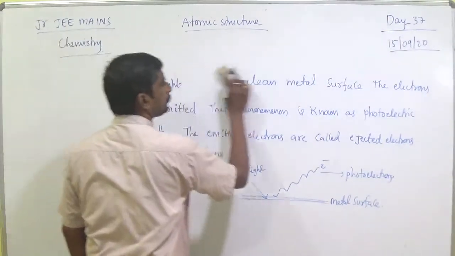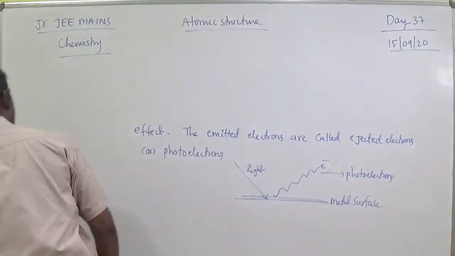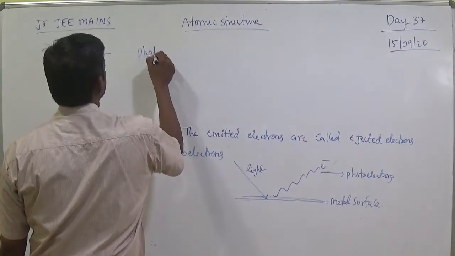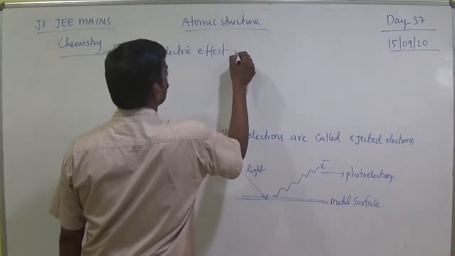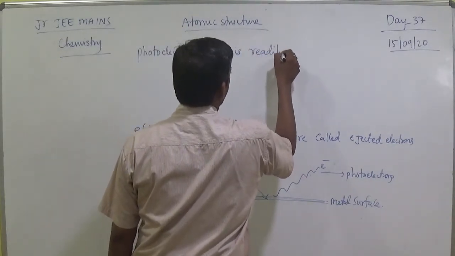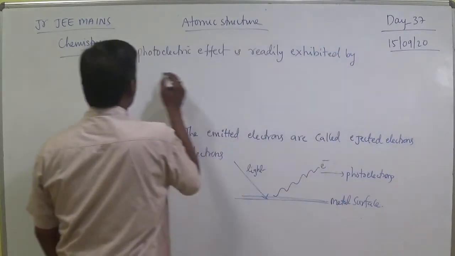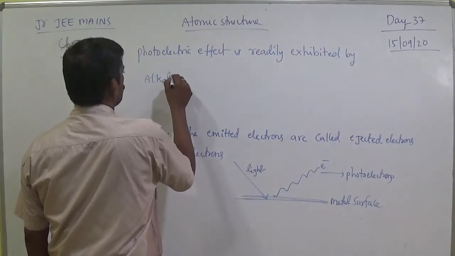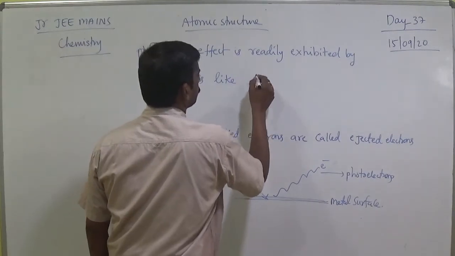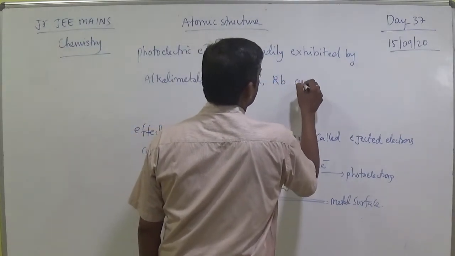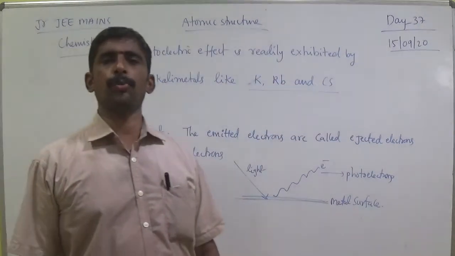Write down: photoelectric effect is readily exhibited by alkali metals like potassium, rubidium and cesium. So write down this point. Not all metals, only potassium, rubidium, cesium.